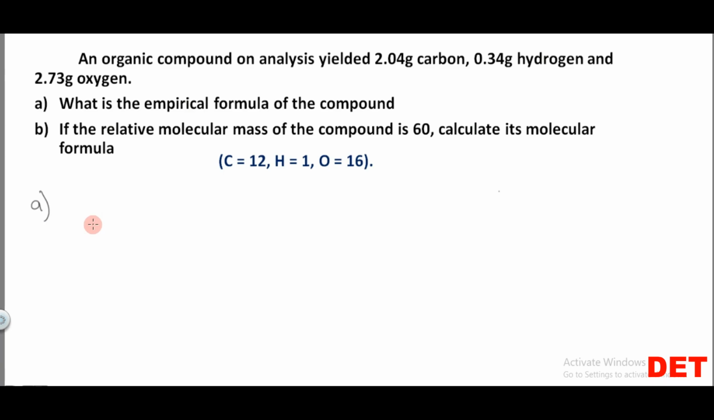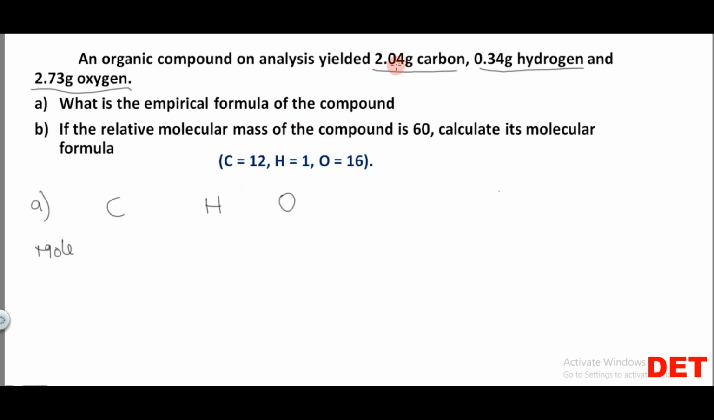In looking for the empirical formula of a compound, there are two things that you do. Number one is to find the mole and then divide by the smallest mole. The elements present in this organic compound are carbon, hydrogen, and oxygen. So the next thing I would want to do is to look for the mole of each of these elements. So mole is equal to what? Reacting mass over molar mass.